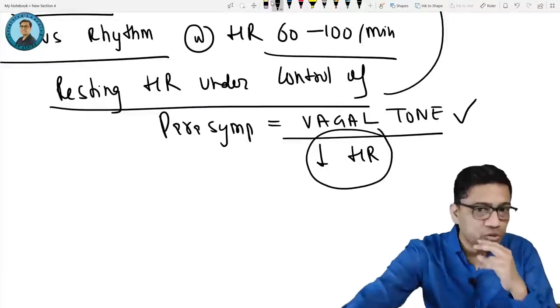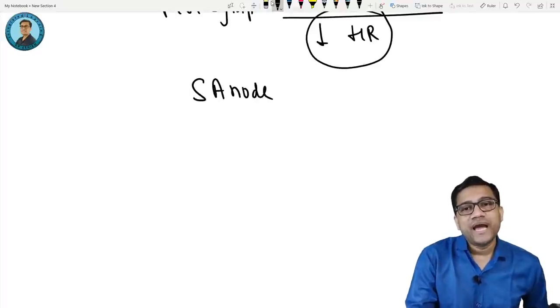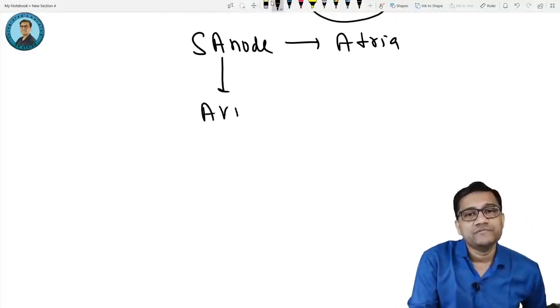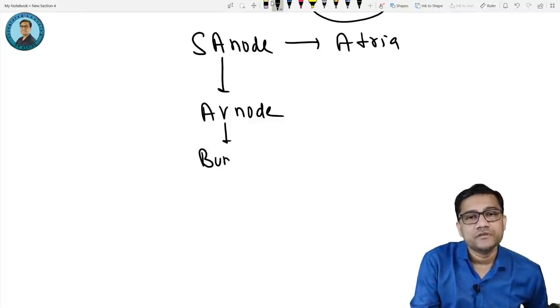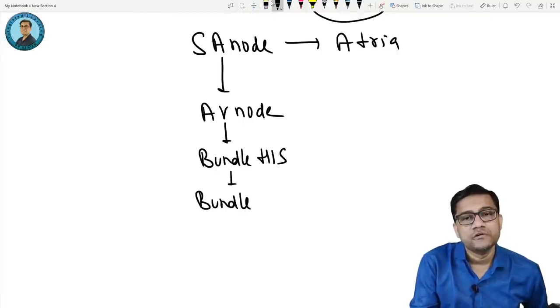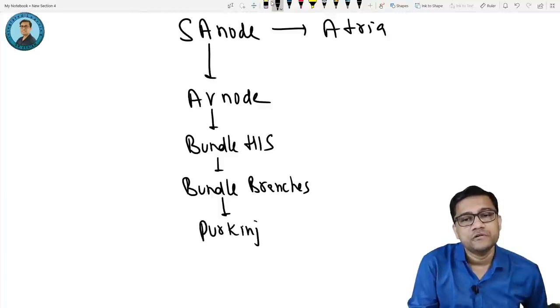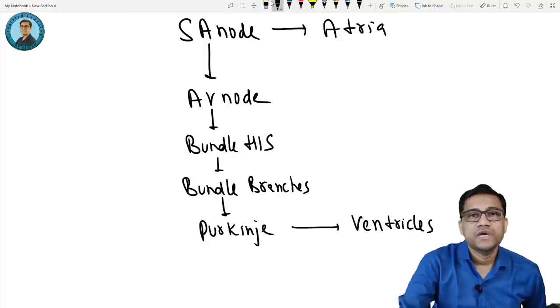Now let's come to the next concept. Understand, the SA node is making the currents and it gives them to the atria. From the atria, the next area is the AV node. Then comes the bundle of His. Then come the bundle branches. This is the conducting pathway, okay? Then come the Purkinje fibers, and they are going to supply the ventricles. Are you able to see this?